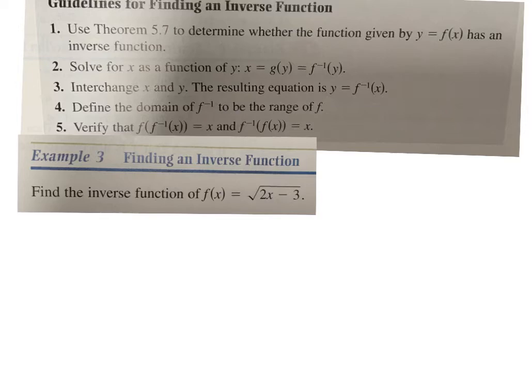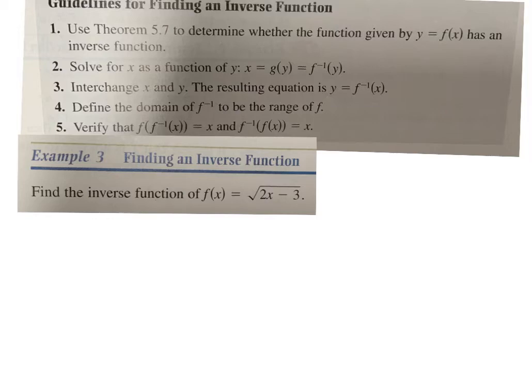When they say define the domain, when you have inverses, the domain and range flip-flop. Just like I said, x and y flip-flop, x being domain, y being range. And so on your function, if your domain is here and your range is here, for your inverse those will flip-flop. So your range will now be your domain, and your domain will now be your range.